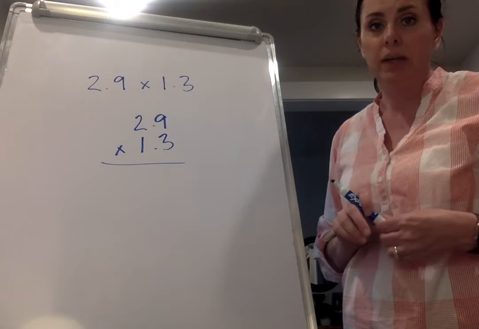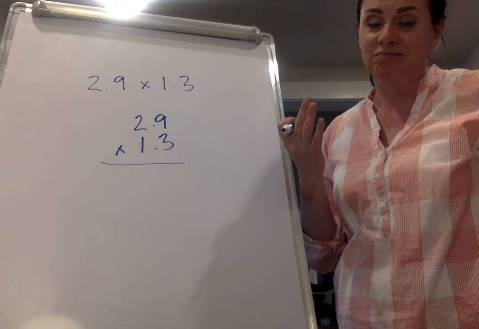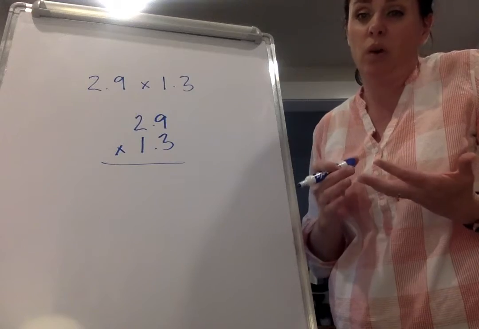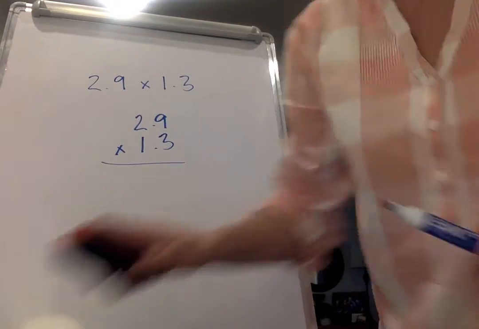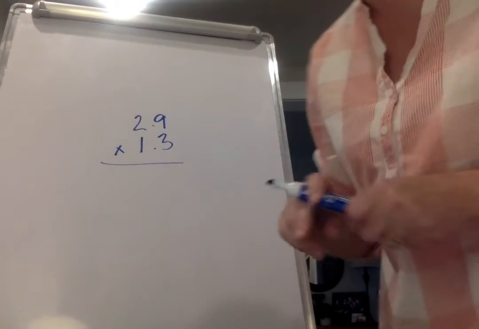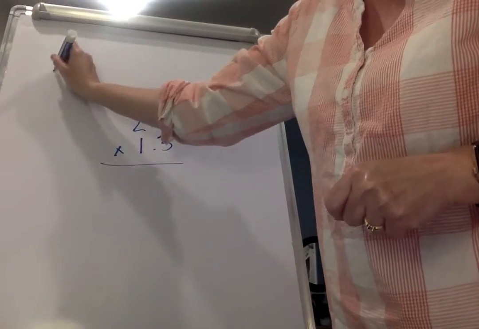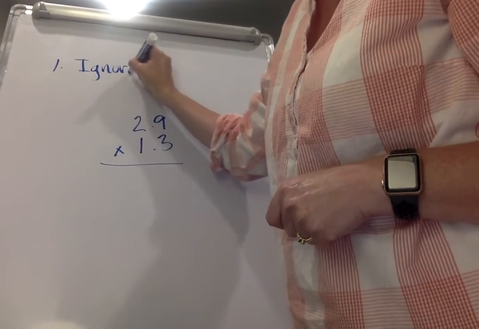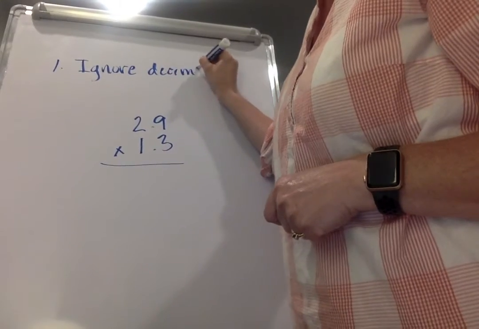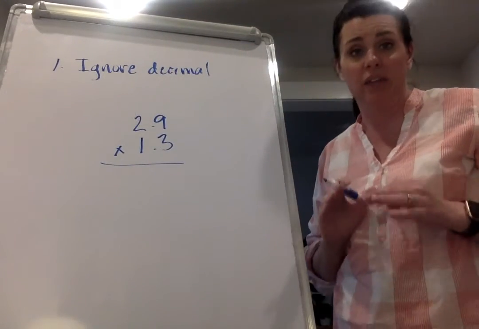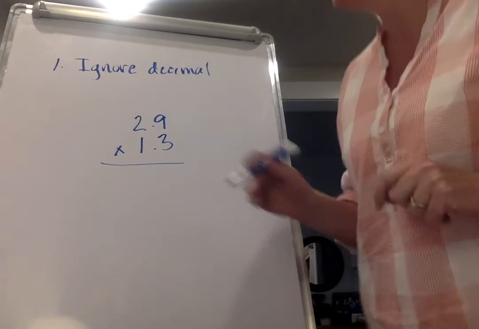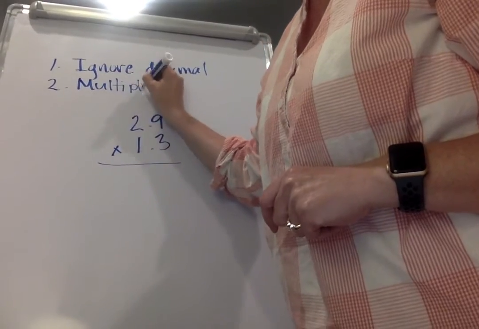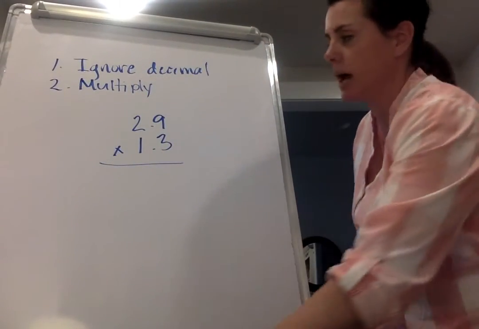So my first step is to forget the decimal. Right now, I'm just going to ignore it. I'm going to write my steps down as we go. So first step, can you guys see that? Yes. Is ignore decimal. We're just going to pretend like it's not there for just a little bit, okay? The second step will be to multiply, which is what we're going to do right now. Let's give it a shot.